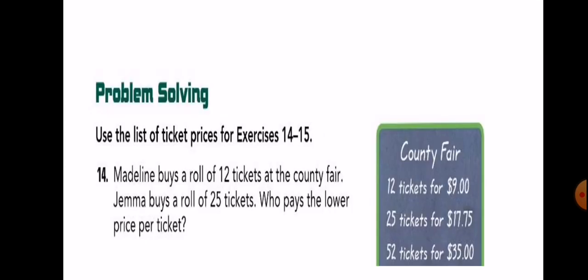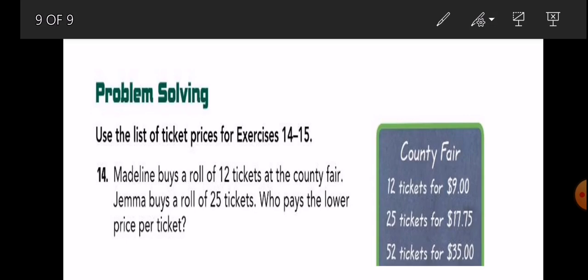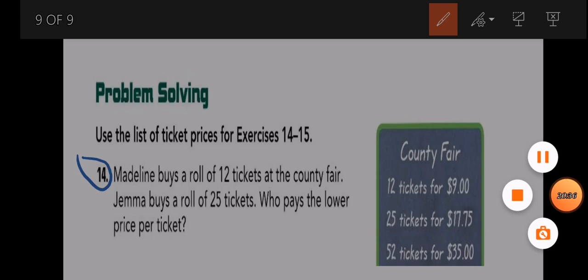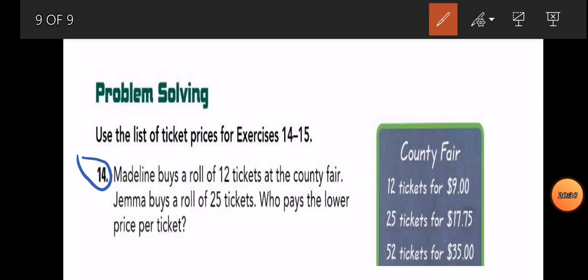Now let's see the problem solving and how to answer it. Use the list of ticket prices for exercises 14 to 15. Number 14. Madeline buys a roll of 12 tickets at the county fair. Gemma buys a roll of 25 tickets. Who pays the lower price per ticket? Okay. To compare the two prices, I have to get the price of one ticket for Madeline and the price of one ticket for Gemma.